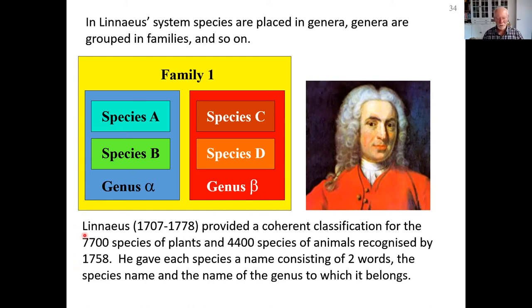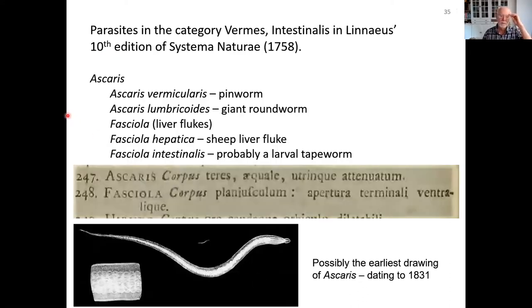When Linnaeus was doing this work, he only classified all the known species of animals and plants that he recognized. It was very few species by modern standards, about 4,400 species of animals. In 1758, he published the 10th edition of his classification of animals. And he gave every species a name consisting of two words, the name of the genus and the species name. So the 10th edition of his Systema Naturae, dated 1758, is the starting point of the classification system that everybody uses today. And that includes parasitologists.